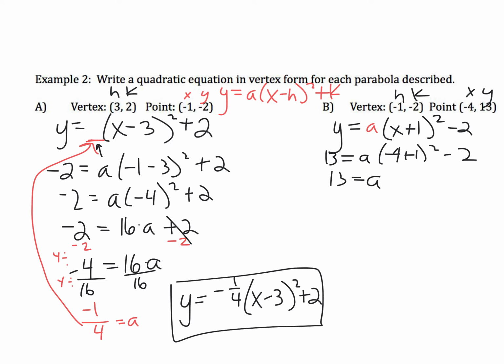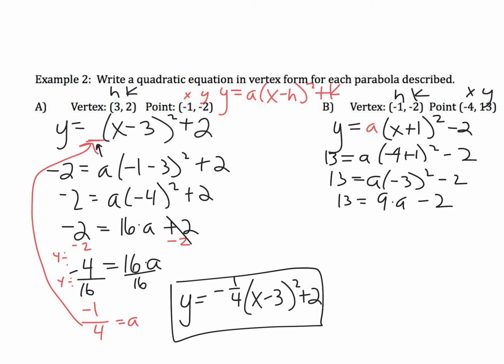So we need to do the parentheses first. So -4 plus 1 will give me a -3. I have squared minus 2. Next up, I need to square -3. So -3 times -3 is a positive 9. So we can go ahead and write that out in front of the a, minus 2. Now we have simplified all of our operations.